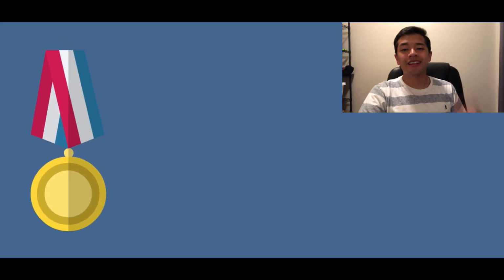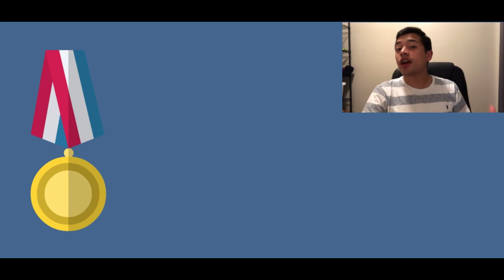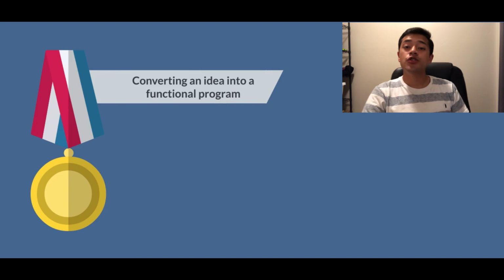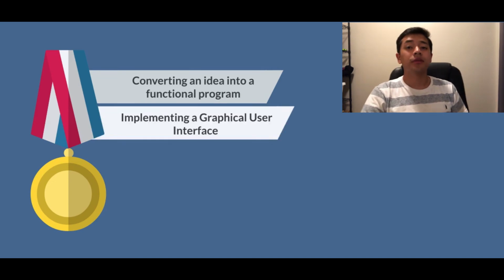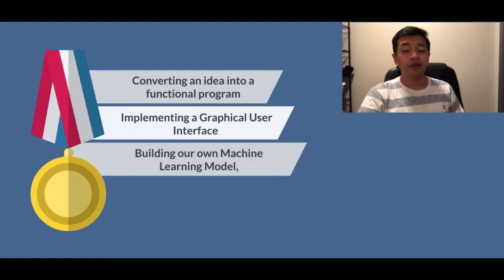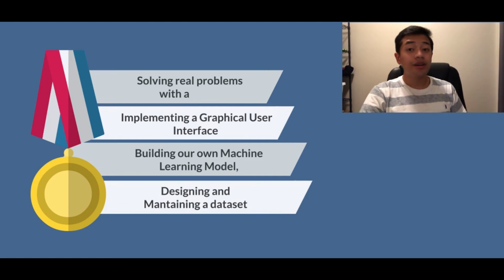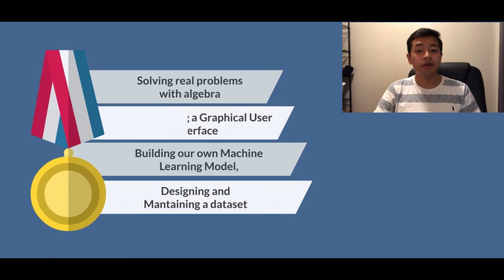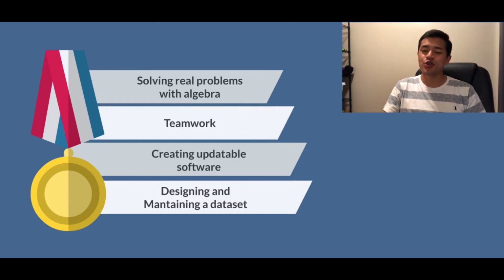Developing the Golf Swing Analyzer was fun and challenging. Throughout our project, we learned a variety of skills, including converting an idea into a functional program by using flowcharts, utilizing tkinter to implement a graphical user interface, building our own machine learning model, designing and maintaining a dataset, solving real-world problems using algebra, teamwork, and using encapsulation to simplify future updates.